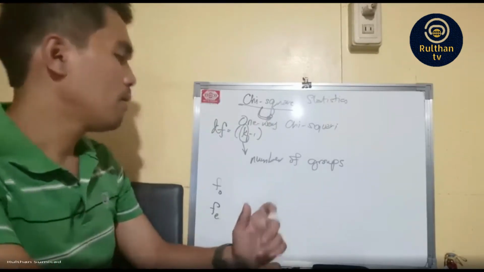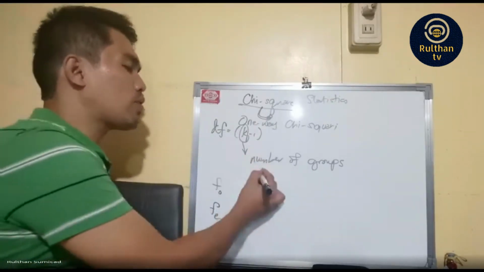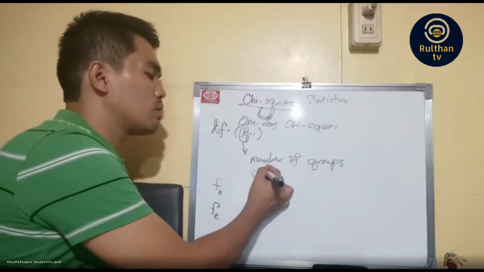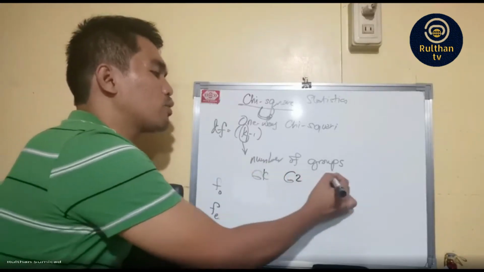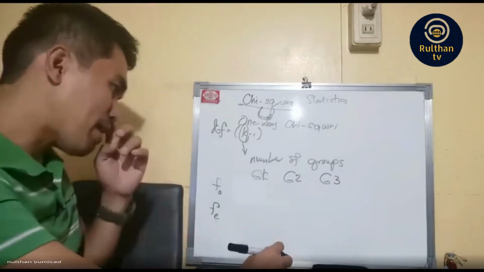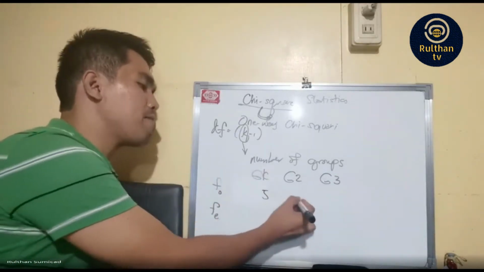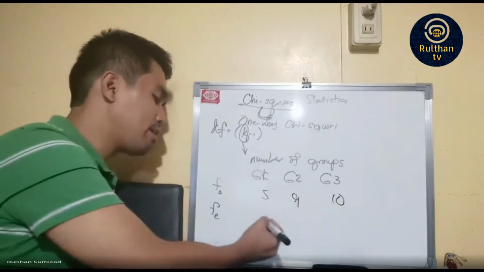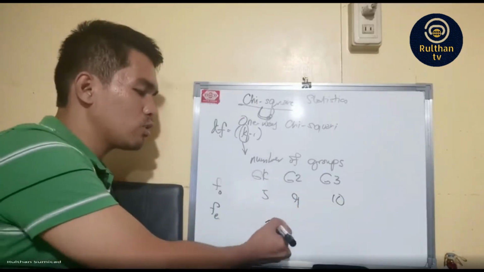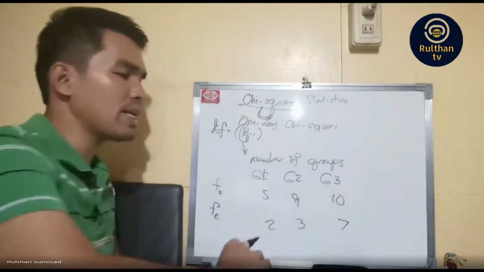Okay, so for example, you have three groups: group one, group two, group three. And for example, I have here the observed frequency is 5, 9, 10. Then you have here the expected is 2, 3, 7, for instance.